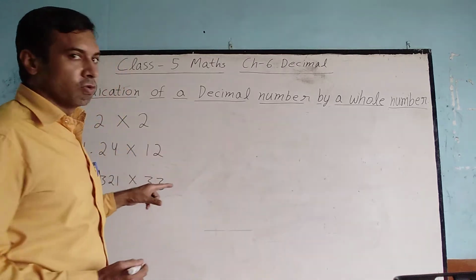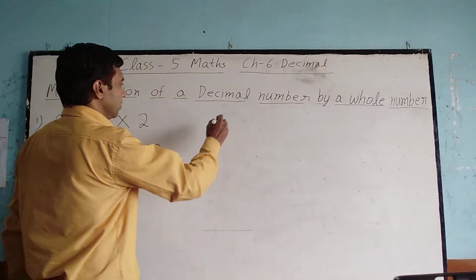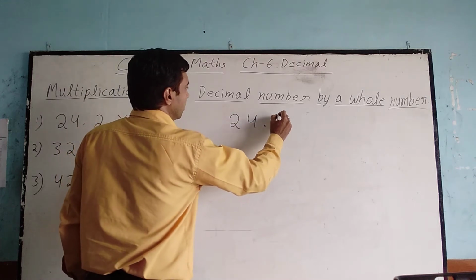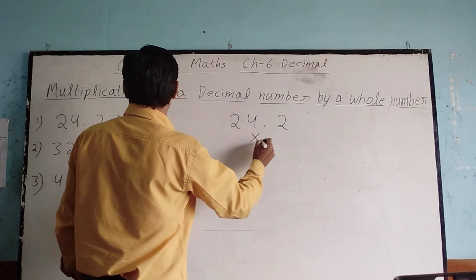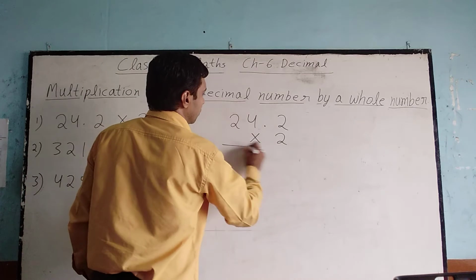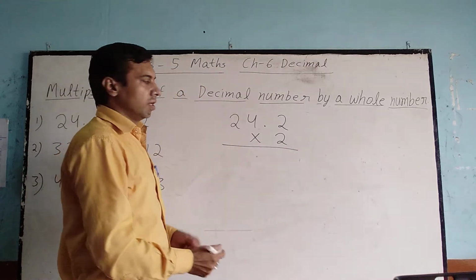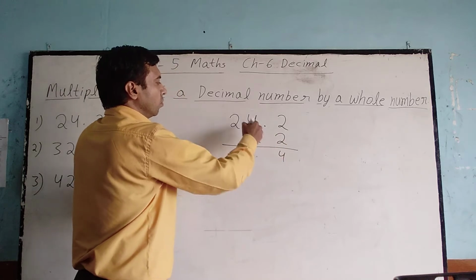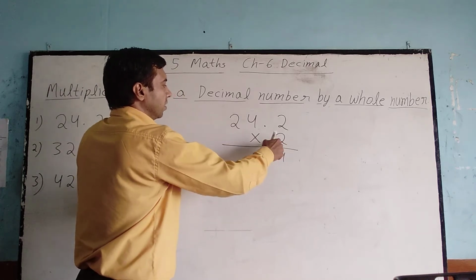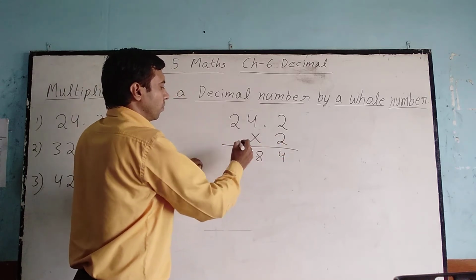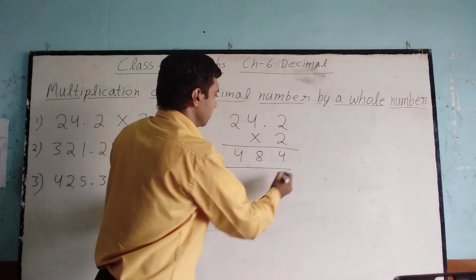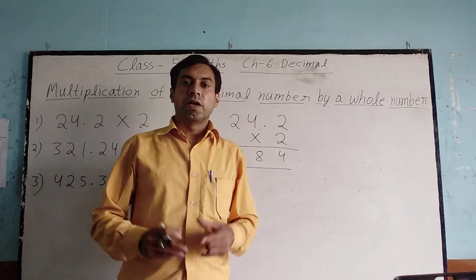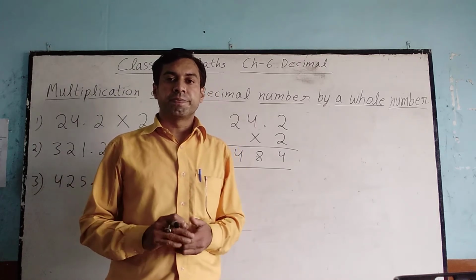Here I have written 3 questions. Let us start from the first. 24.2 multiply 2. 2 multiply 2, 4. 2 multiply 4, 8. 2 multiply 2, 4. This is the product. Students, how do we put the decimal?